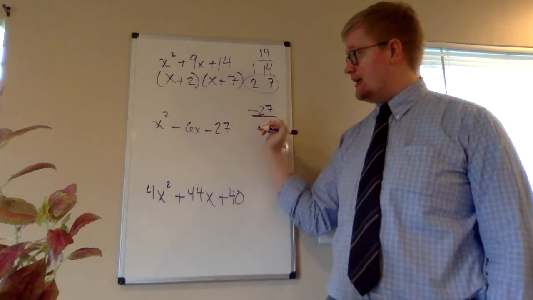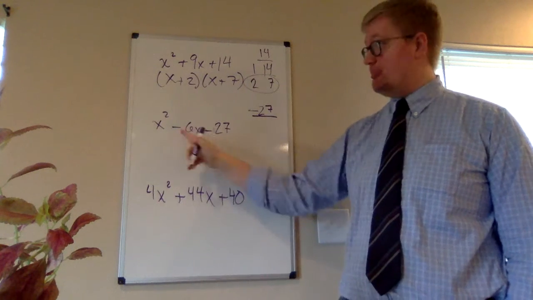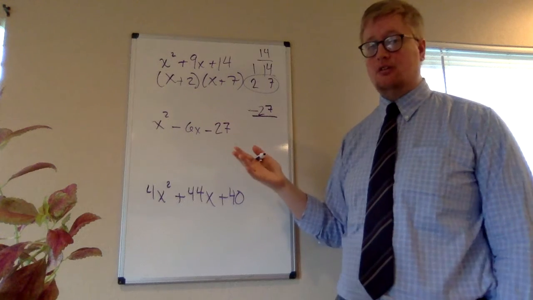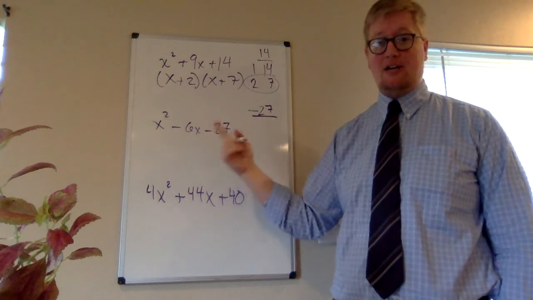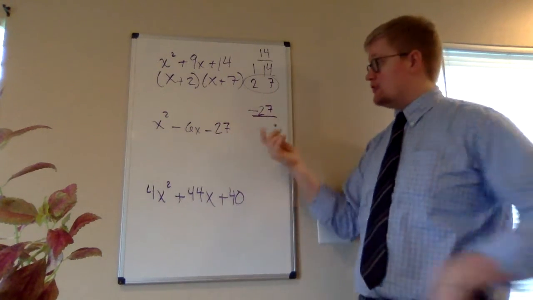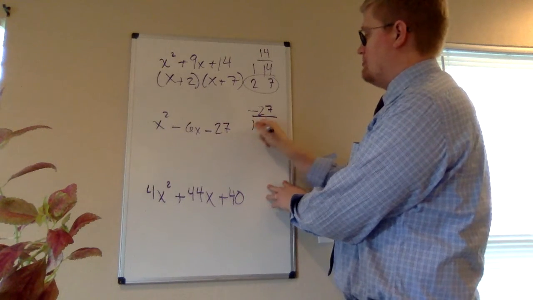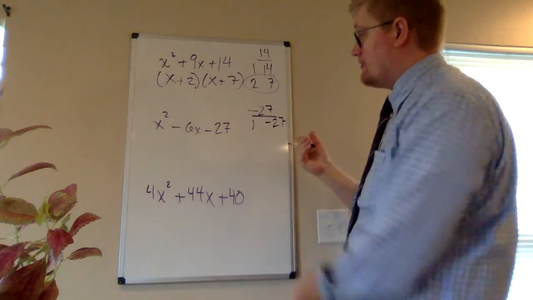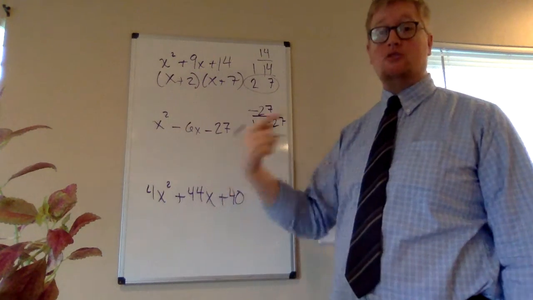So that means that the bigger factor is going to have to be negative. If b is negative, my bigger factor is going to be negative. So when I start listing these factors of negative 27, looking for the ones that add together to negative 6, I'm going to make sure that the first number, which is 1, is going to be positive, and the second number is going to be negative. So 1 and negative 27, those don't add together to negative 6, so I move on.